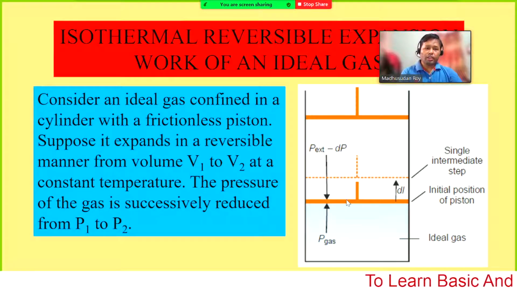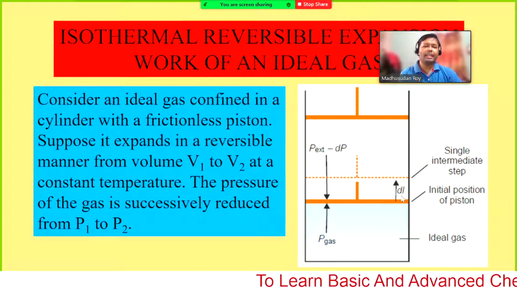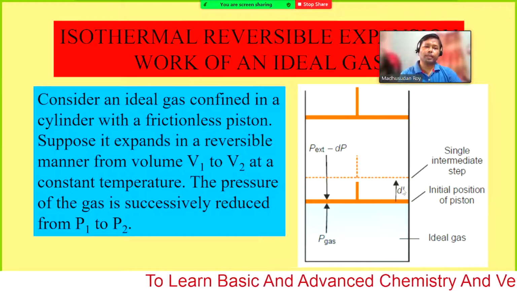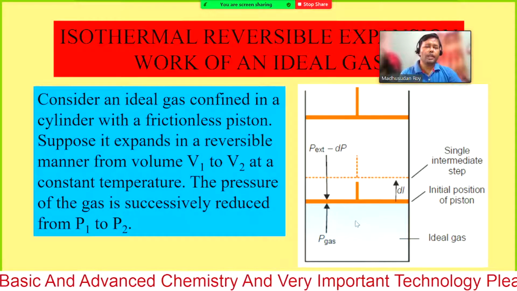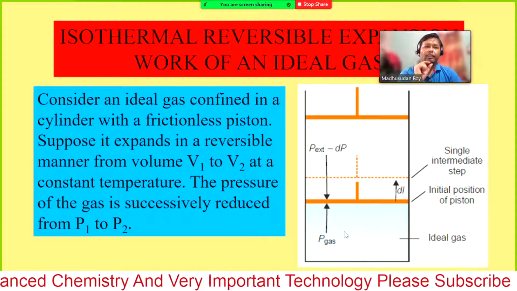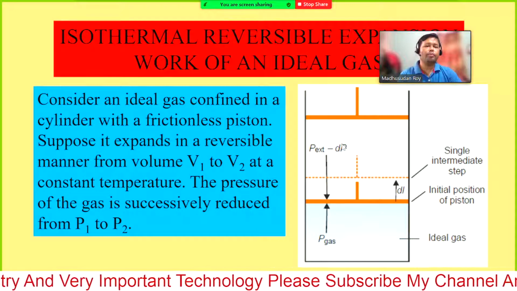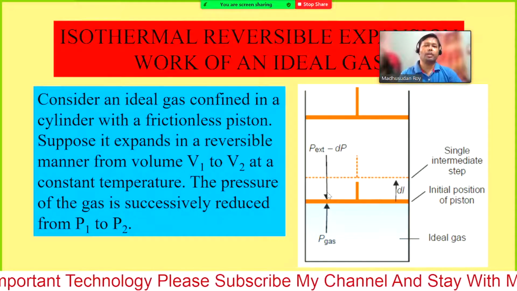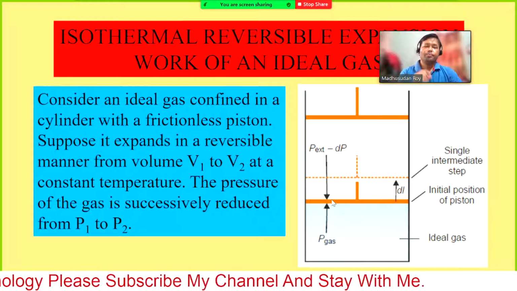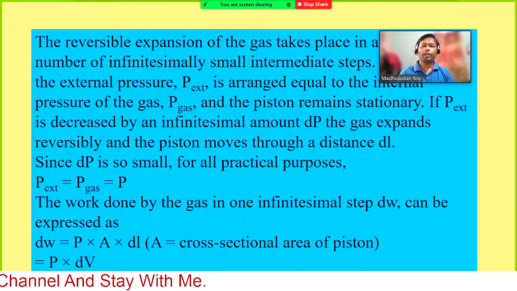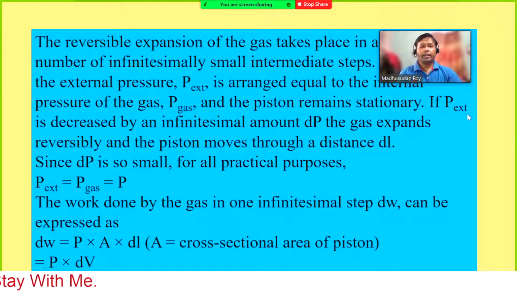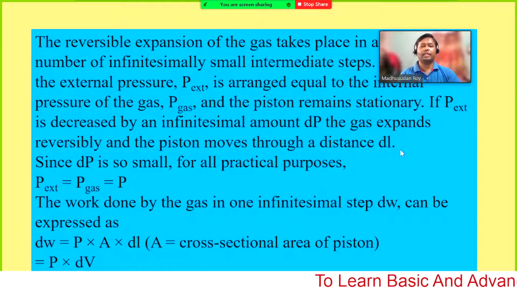Now if it moves one step, that means dl, a very little distance dl, then the pressure of the system has decreased a little. So you need to reduce the external pressure you are applying, so that the piston can be steady at that position. If Pext is decreased by an infinitesimal amount dP, the gas expands reversibly and the piston moves through a distance dl.